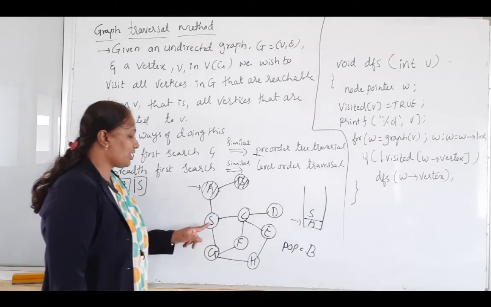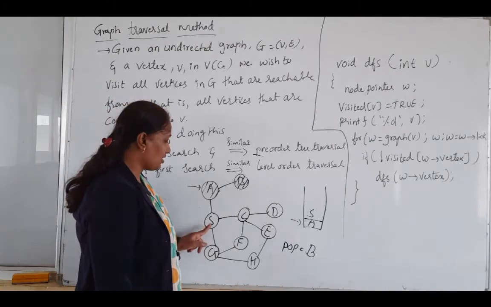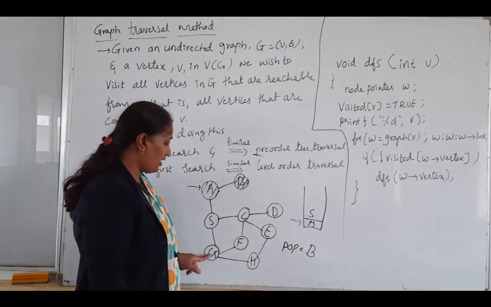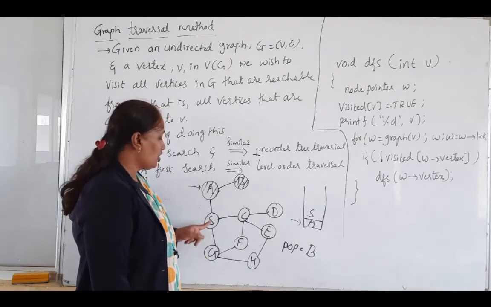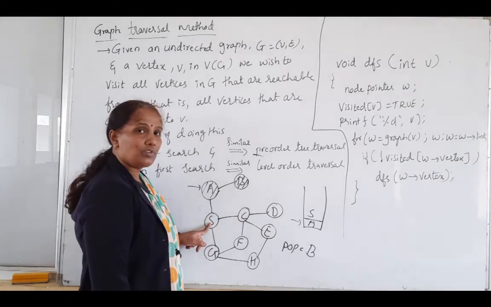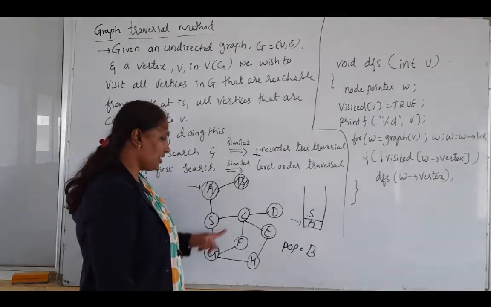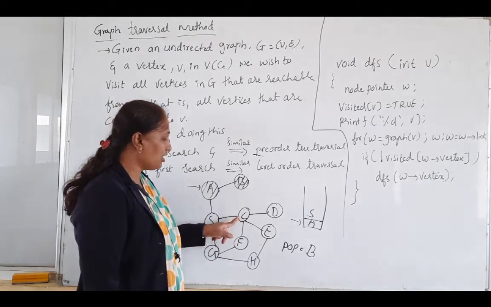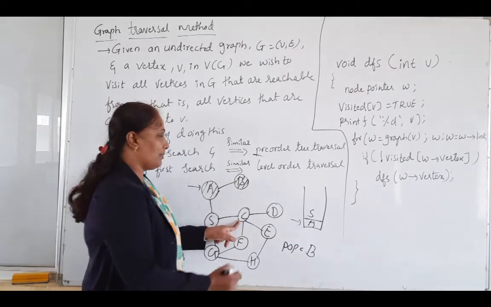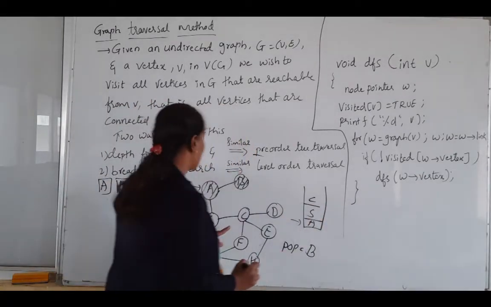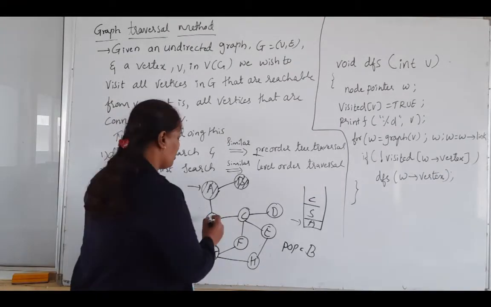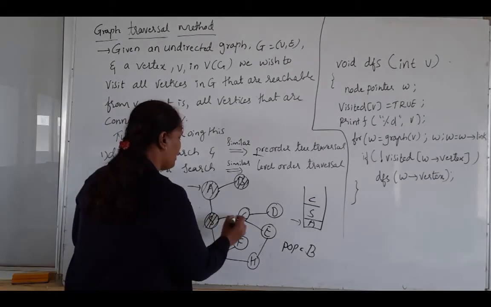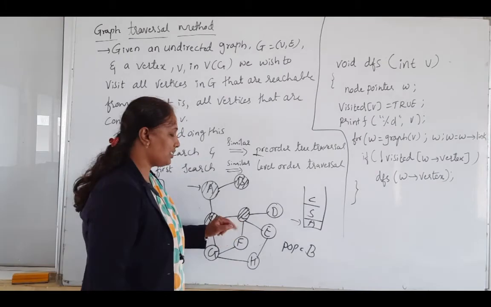Next, I should check the connected vertices of this S. There are two vertices connected to this: one is C, another one is G. Which one are you going to visit first? C and G are there. C comes first in order. So I am going to visit C, and I will write C here. Next, I will mark S as visited. Next, I will mark C as visited.